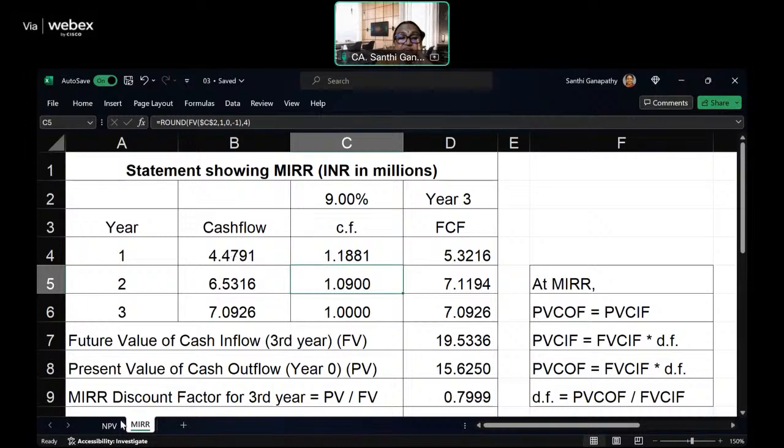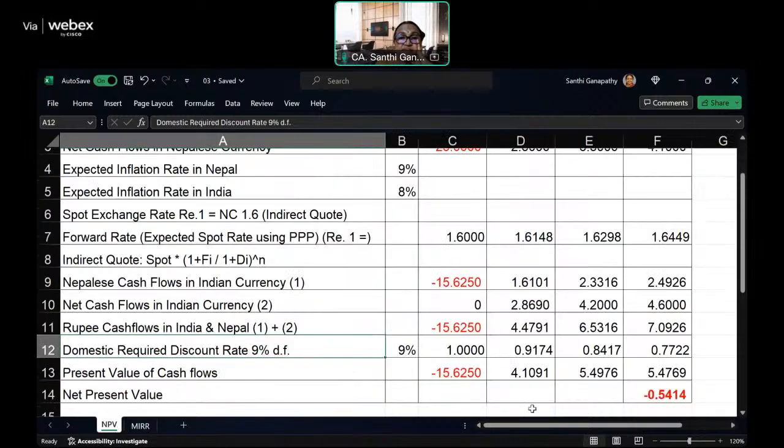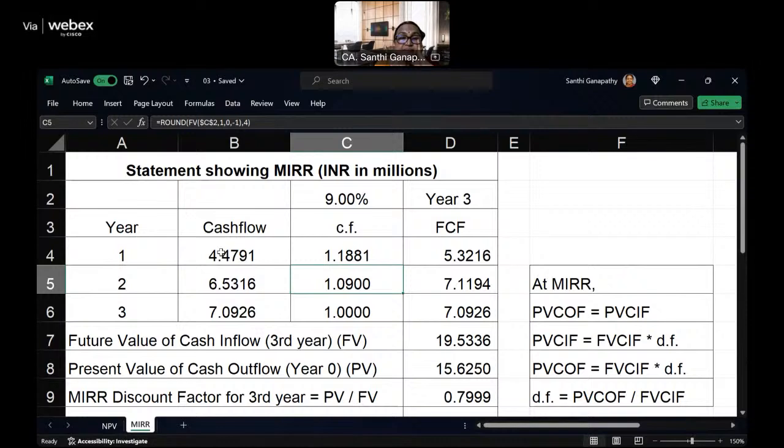Now, first year, if you look at it, what do I have? I have the cash flow to be 4.4791. I have to take it to the third year, so I have to compound it for 2 years. Second year cash flow, I have to compound it once. Third year, it's already in the third year, I don't have to do anything. What is the future value of cash inflow in the third year? What is the present value of cash outflow in year zero?